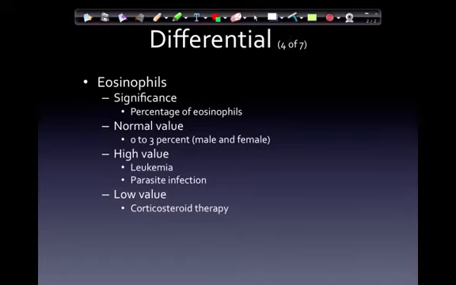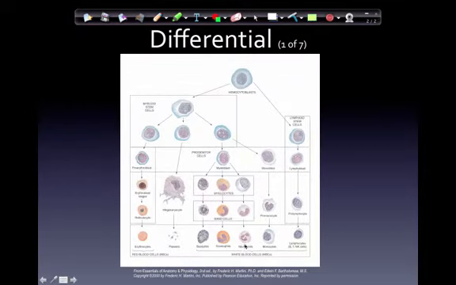Eosinophils. Significance of eosinophils is going to be things like parasite infection or possible leukemia. Now this is going to be a type of white blood cell that we see. Let me go back here. The eosinophil stains red. This right here is an eosinophil. That's a type of white blood cell. The basophils that we're going to talk about stain dark blue.